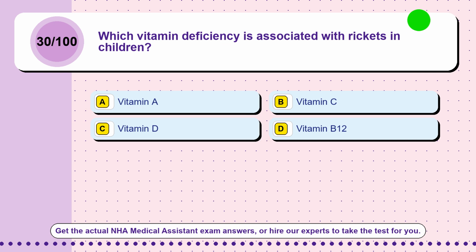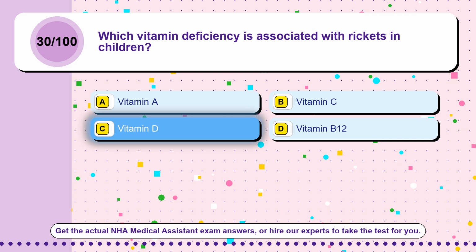Question 30. What type of fire extinguisher should be used on an electrical fire occurring in a laboratory centrifuge? Option A, Class A. Option B, Class B. Option C, Class C. Option D, Class D. The correct answer is option C.